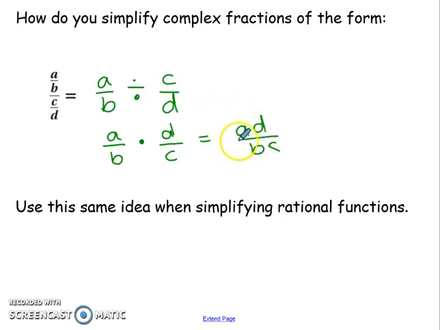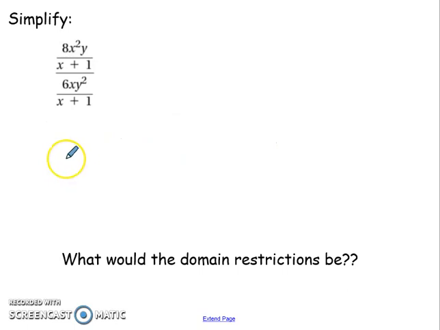So we're going to take this idea of rewriting these uglier complex fractions as regular fractions with division. Let's look at something a little bit more challenging. So we look at this. It's very similar to the other problem. Yes, there's more to it, but it's the same idea of having a fraction over a fraction.